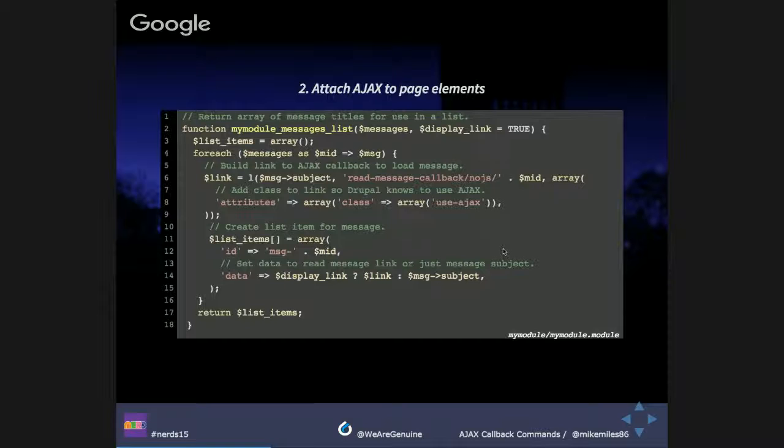So the AJAX library provided by Drupal, when it loads on a page, is going to look for any links that have the class use-ajax. And it's going to know that when a user clicks on that link, not to make a regular page request, but to make an AJAX request instead. The nojs part, I'm going to talk about in a second. This is part of graceful degradation.